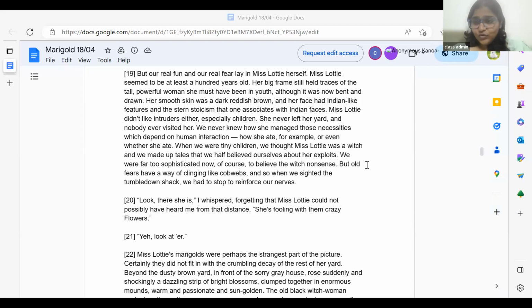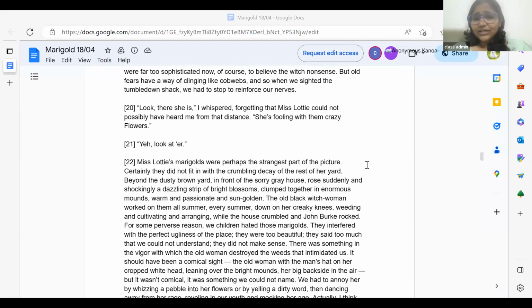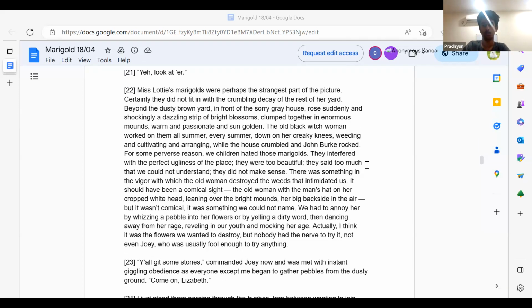Okay, now go back to 21, 22. Okay, Akshit, can someone else read it? Miss Lottie's marigolds were perhaps the strangest part of the picture. Certainly they did not fit in with the crumbling decay of the rest of her yard. Beyond the dusty brown yard, in front of the sorry gray house, rose suddenly and shockingly a dazzling strip of bright blossoms, clumped together in enormous mounds, warm and passionate and sun golden. The old black witch woman worked on them all summer, every summer, down on her creaky knees, weeding and cultivating and arranging, while the house crumbled and John Burke rocked.